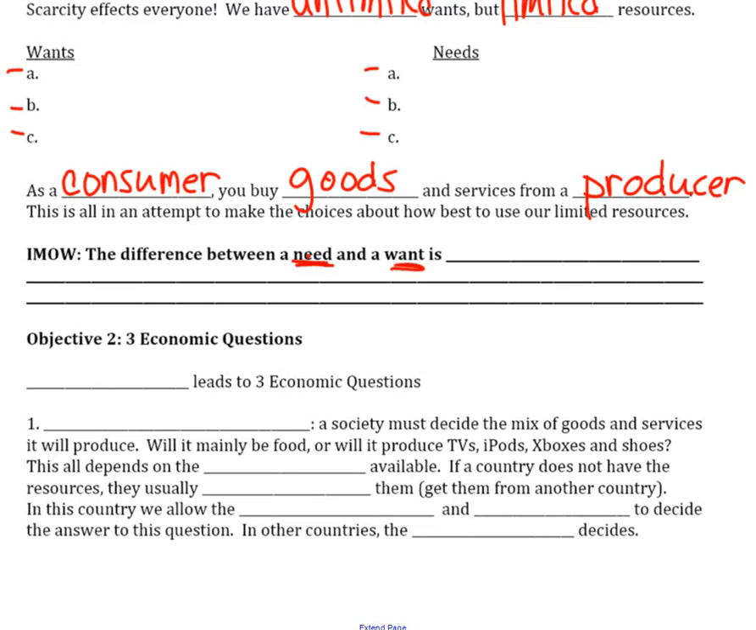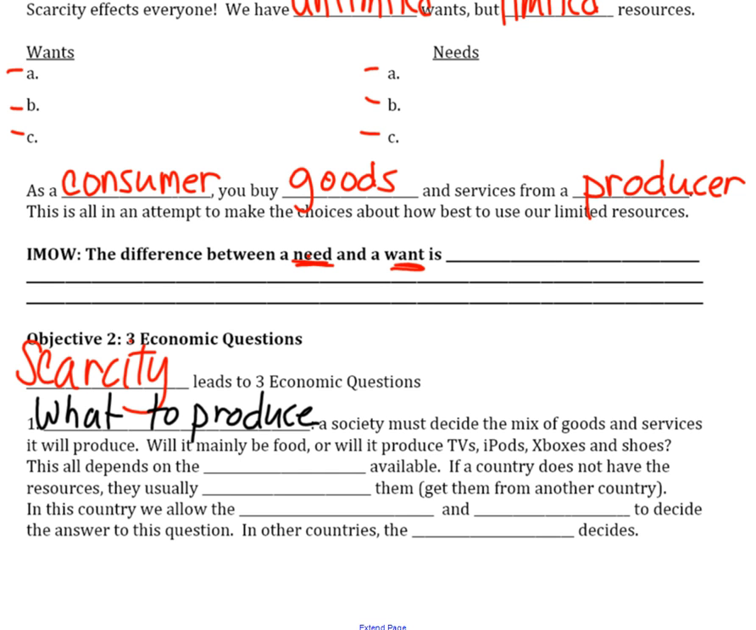All right, so objective 2 is talking about the three economic questions. And the reason that we have three economic questions that have to be answered by every society is because of scarcity. They only have so many resources, limited resources, to meet our unlimited wants. So there's three economic questions, and they have to be asked in this order. The first one is what to produce. So they have to figure out what it is that they're going to make to sell to the consumers.